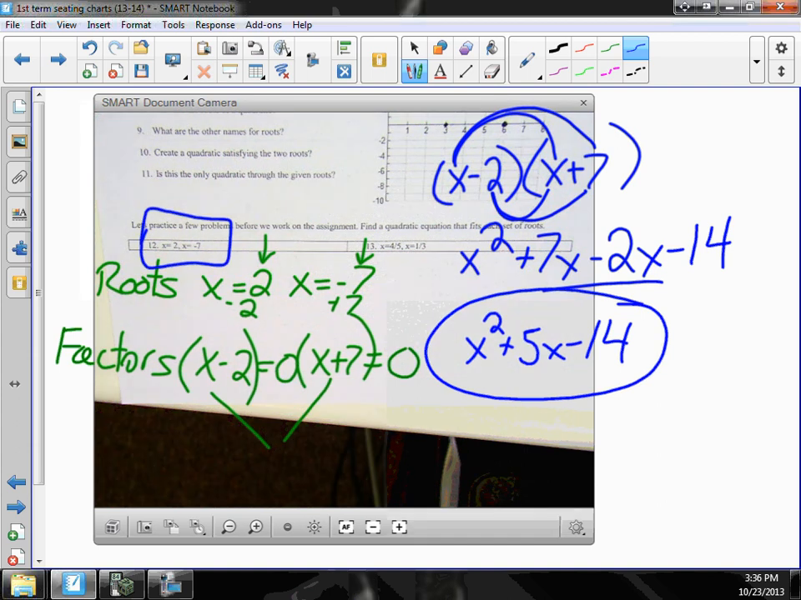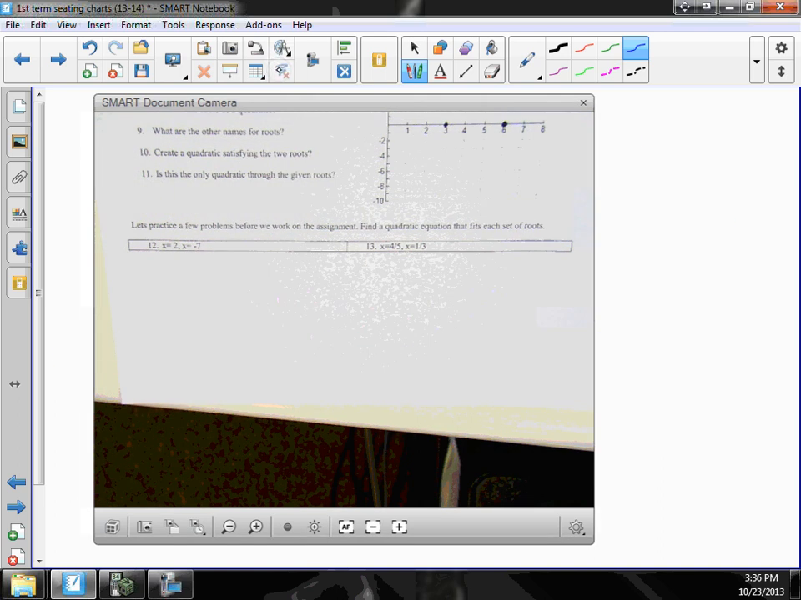Then if you wanted to adapt the quadratic, you could. You can multiply it by any number you wanted to make it skinny or fat. This is the most basic quadratic that fulfills those two roots. Number 13 is a little bit more difficult because we're dealing with fractions.